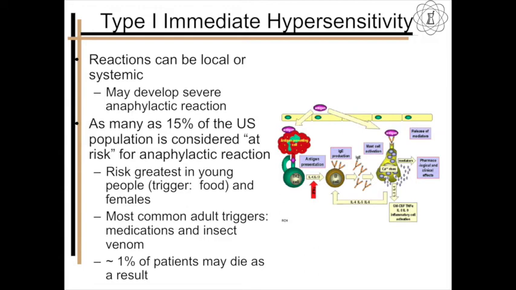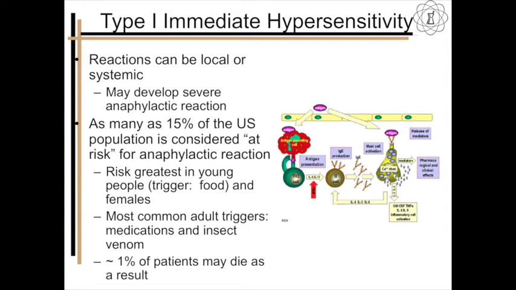The reactions that you get to this process, and again, this is just another little bit more detailed picture, they can be local. So, sometimes it's just a little bit of itchy rash in the area where you injected. Sometimes it is systemic. And so you're going to see shortness of breath and or throat problems and rashes all over the body. It really just depends. It can actually progress to a point where you have a very severe anaphylactic reaction.